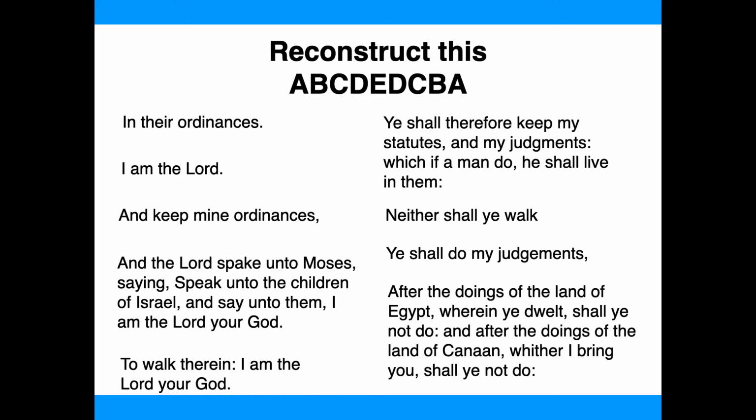The two fins are opposite. So there's going to be some things that you shall do and some things that you shall not do, on the two opposite fins. Now, if you want some more hints, the apex is ye shall do my judgments. The next branch out is in their ordinances, the top D, and the bottom D is and keep mine ordinances. Now see if you can figure out the next three from there.